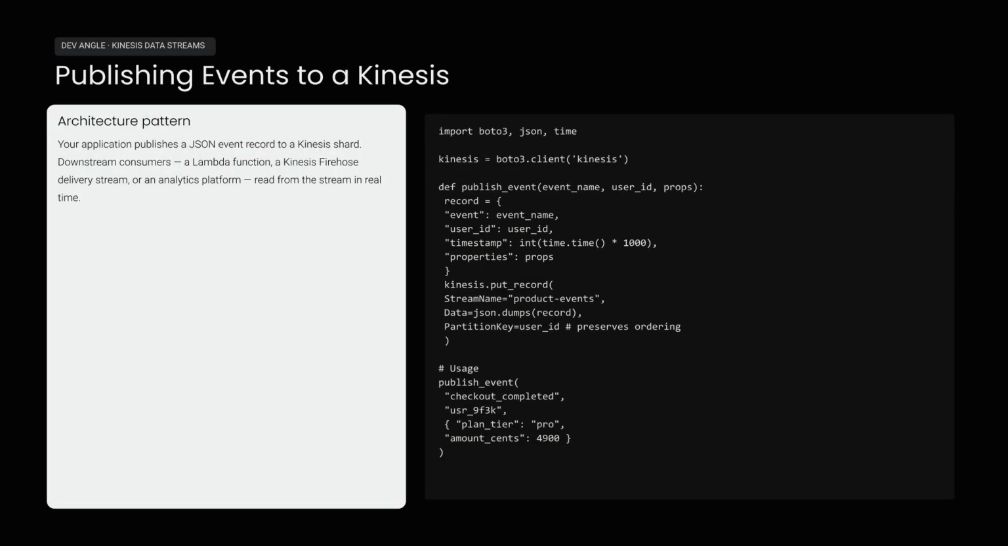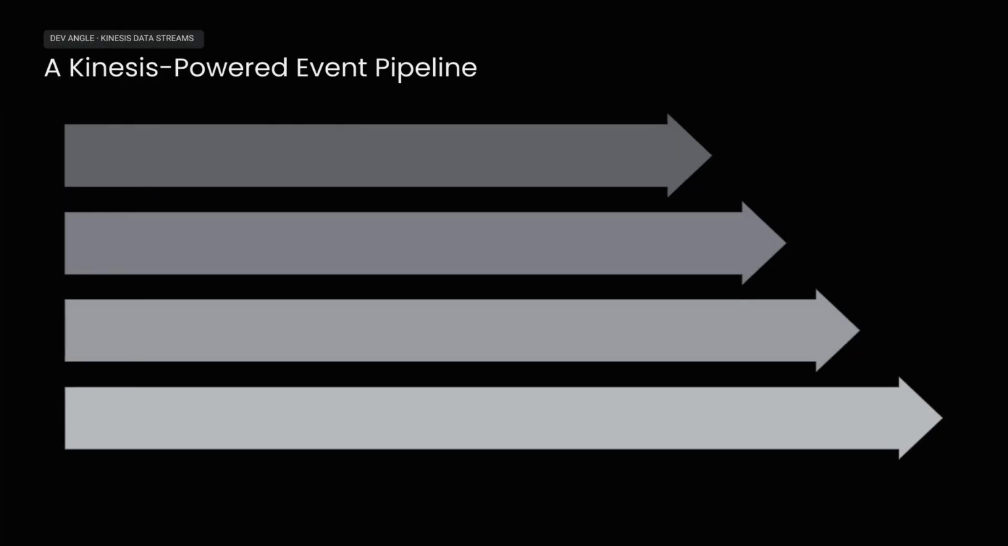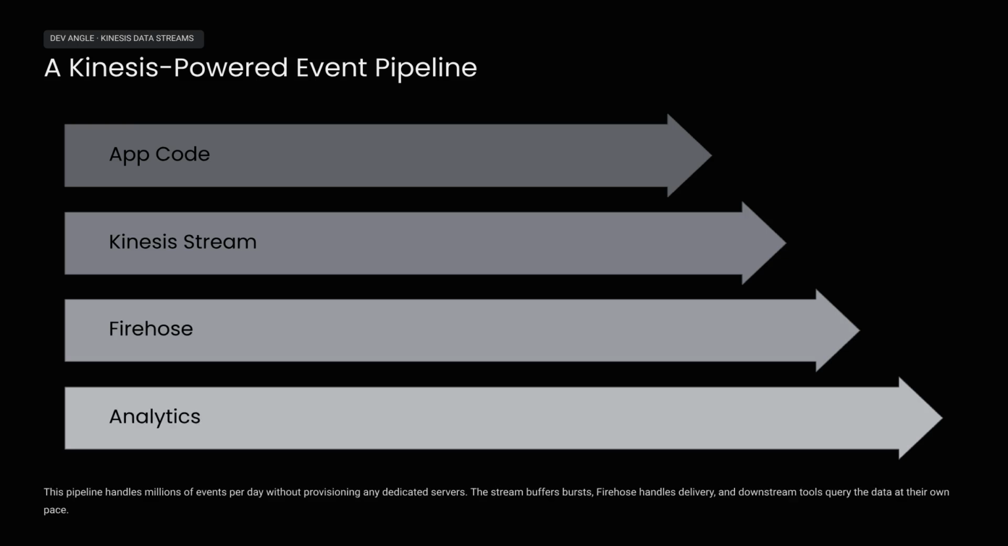To publish events to Kinesis, your application sends a JSON event record to a shard. Use the user ID as the partition key to ensure all events from the same user land on the same shard, preserving ordering. This visual demonstrates a typical Kinesis-powered event pipeline. Events flow from your app code into the Kinesis stream, then through Firehose, ultimately landing in analytics tools, handling millions of events daily without dedicated servers.